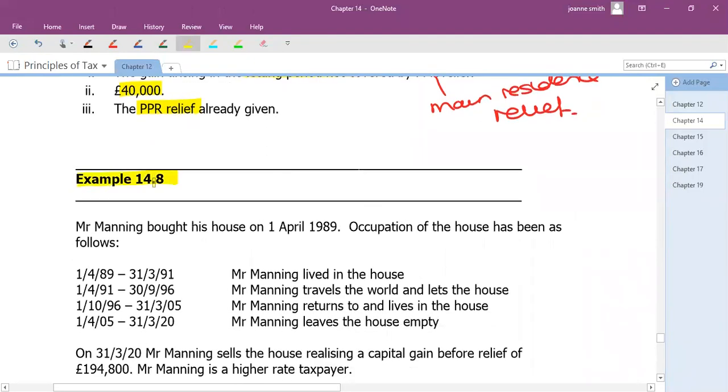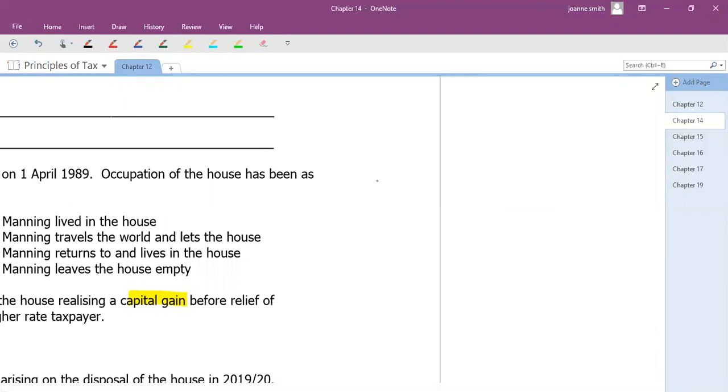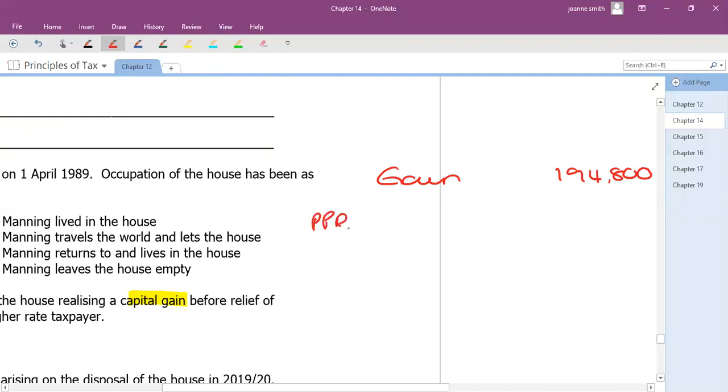Let's have a little look at example 14.8. So Mr. Manning buys his house on the 1st of April 89. This is his occupation, and then he sells it, and we've got the gain already of 194,800. So we're trying to work out what proportion of that gain is going to be chargeable. So let's start with that as a starting point. So the first thing I want to do is work out his PPR relief. So it's going to be a gain multiplied by his period of occupation over his ownership period. So just like we've done with all the other examples.